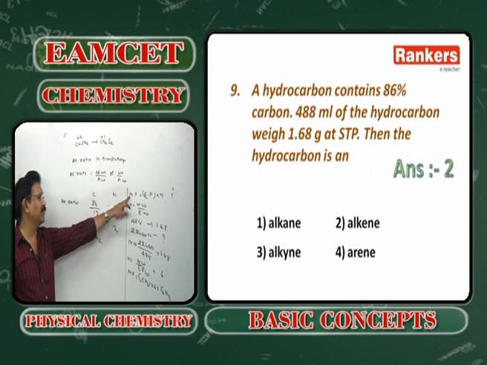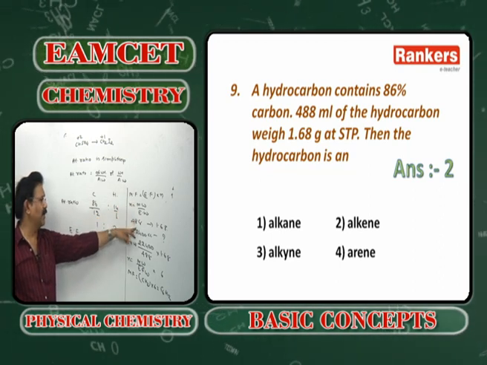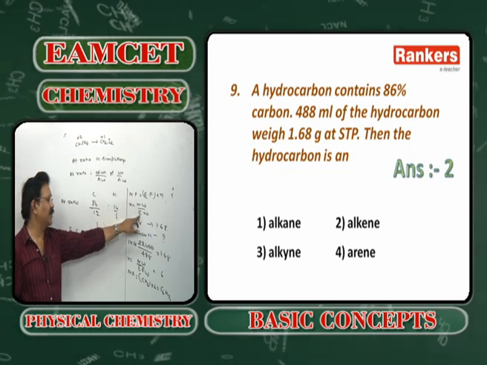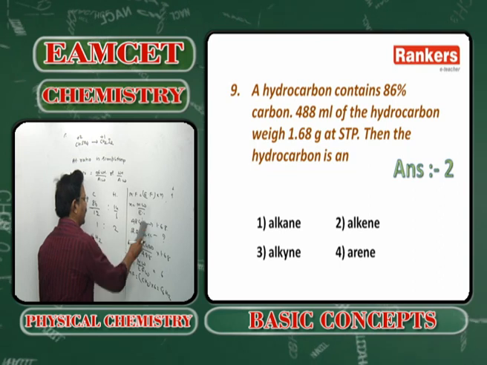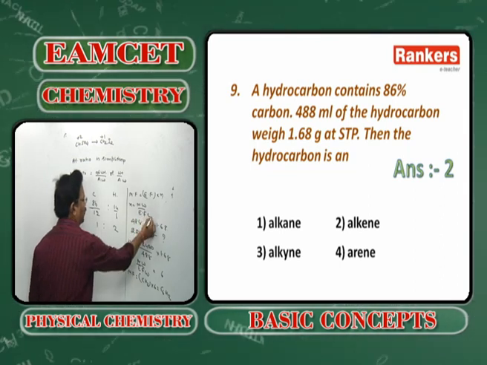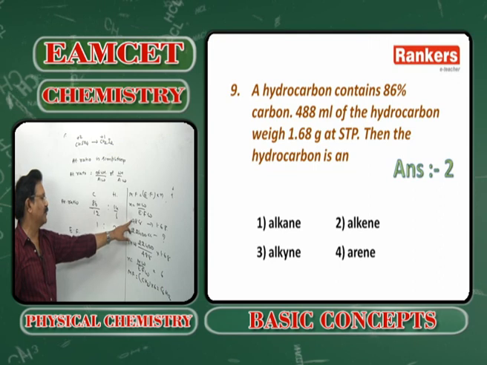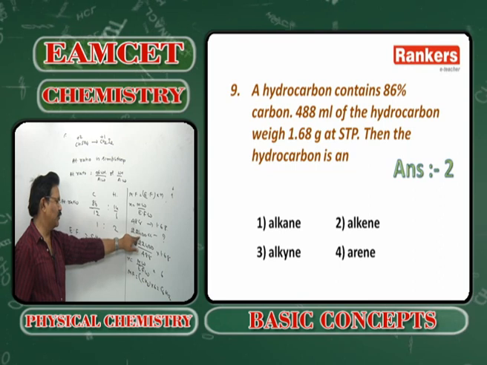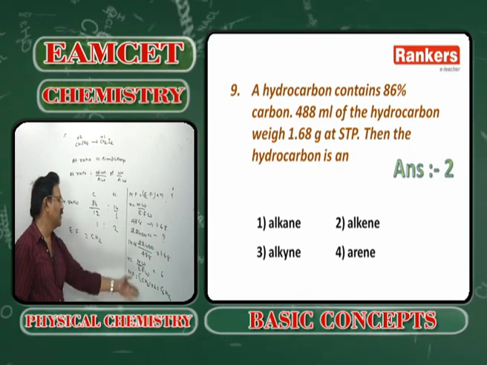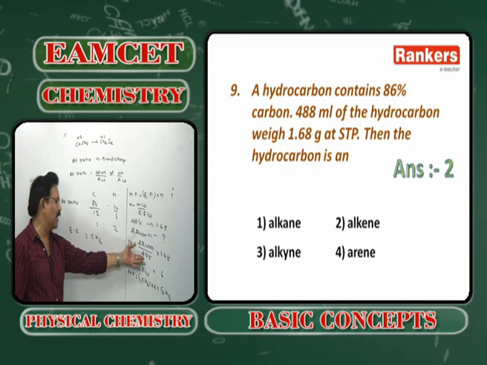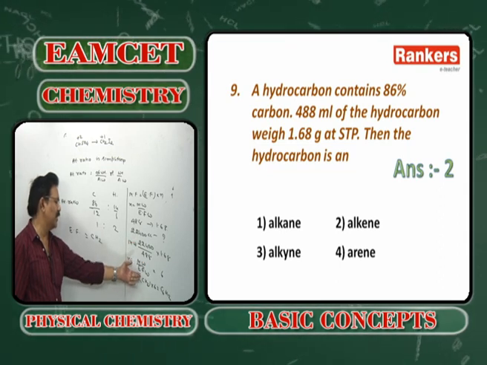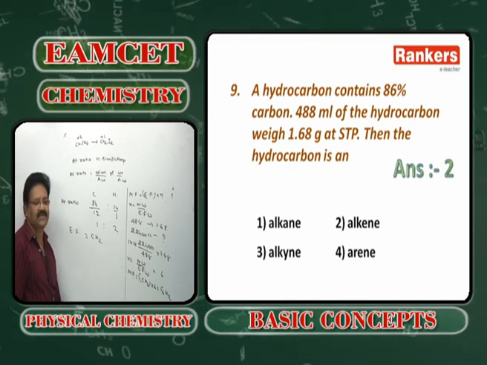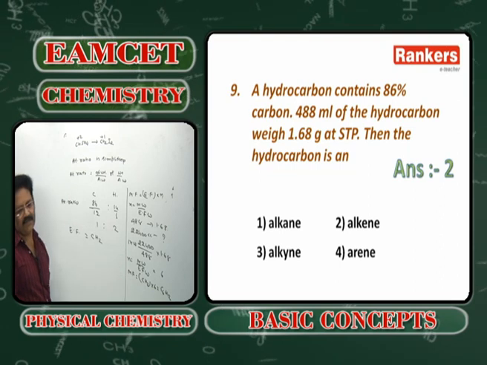What is the way to find the molecular formula? Empirical formula into N. So how to get the N value? Molecular weight by empirical formula weight. How to get the molecular weight? 488 ml will weigh 1.68, so 22,400 cc weighs how much? This molecular weight comes to 84 grams. Empirical formula weight is 14 grams. N is equal to 6. Therefore, molecular formula will be C6H12, which is identical with alkene.